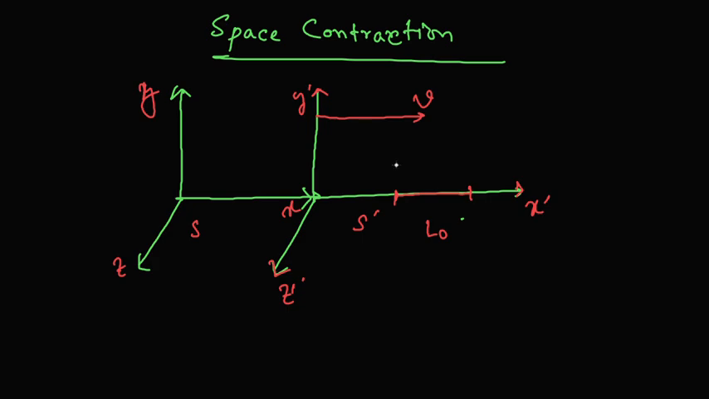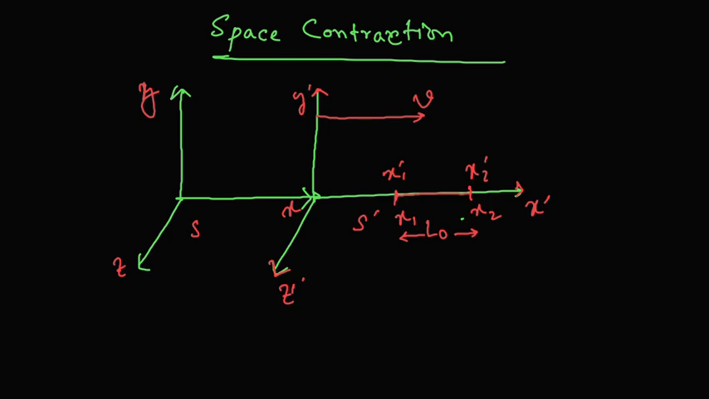To discuss this, at first we have to take the endpoints. Let's say in the S prime frame, the endpoints are x1 prime and x2 prime, and in the S frame they are x1 and x2. But mind it, this L naught is for the S prime frame. We have to find the value of the length for the S frame.